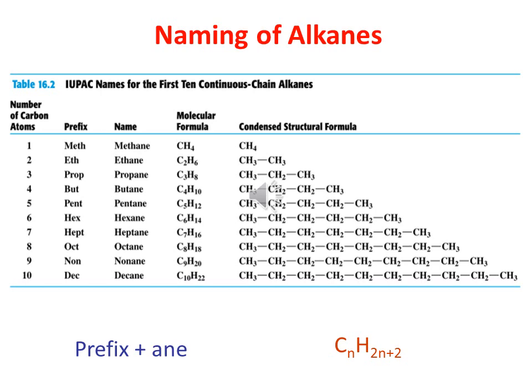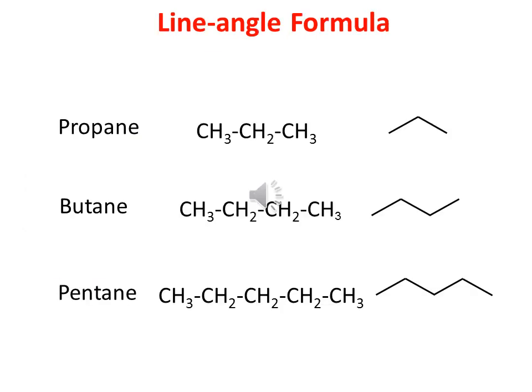So here is the repetition of the syllabus that you studied in FSC part 1 or 2. The main purpose of this slide is to show you how we can write propane. You can write the structural formula of propane as CH3 bonded with a single bond to CH2, and the CH2 is bonded to a CH3 with a single bond. So it is propane.